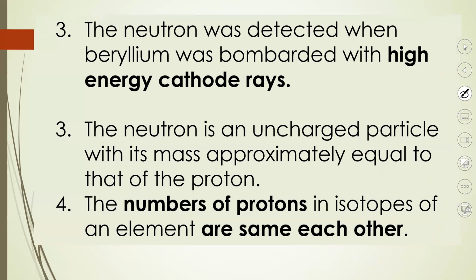The third answer, 1, 2, 3, this should be 4, this should be 5. The neutron was detected when beryllium was bombarded. Yes, it is true. Chadwick's experiment, I think you may know, was on the beryllium sheet with alpha rays. No, they mentioned cathode rays. It is true. Beryllium bombarded with accelerated alpha rays, then you don't see anything.